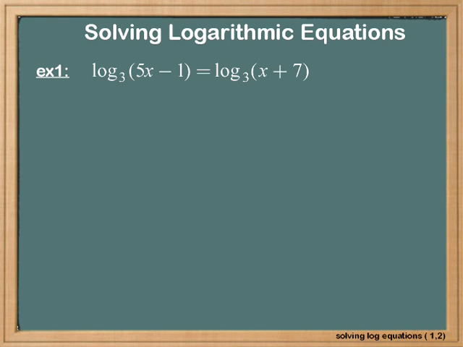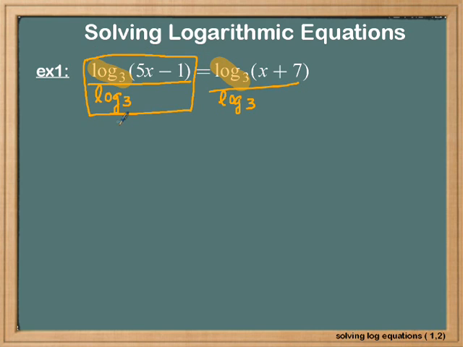Solving logarithmic equations, we have example 1 here. Log base 3 of 5x minus 1 equals log base 3 of x plus 7. Now you'll notice that I have a log on one side of the equation and a log on the other side of the equation. And that's good news for us because we can technically take both sides of the equation and divide by log base 3. The reason I'm able to do that is because this is actually one single monomial term.